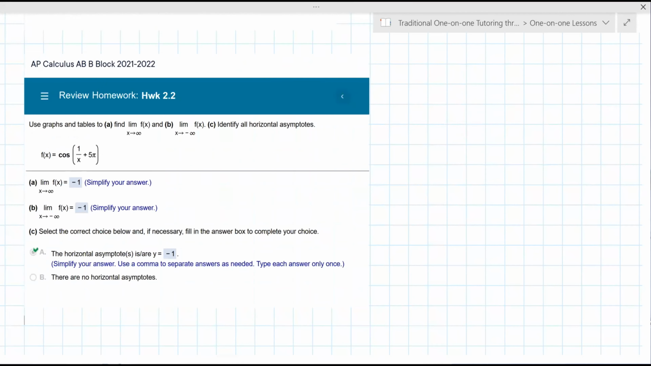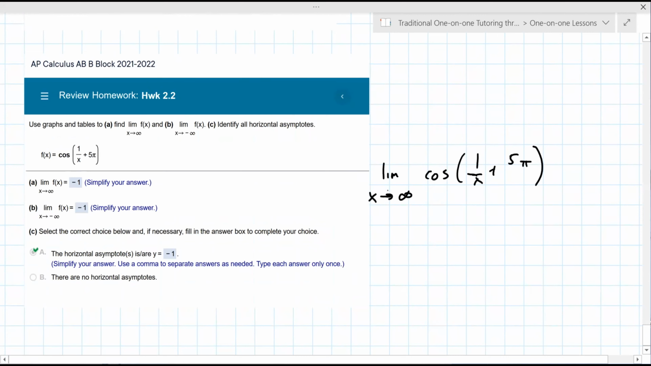All right, so this problem says to find the limit as x goes to infinity of cosine of 1 over x plus 5 pi. Actually, I think it's better to write it out. It's asking for the limit as x approaches infinity of cosine of (1 over x plus 5 pi).